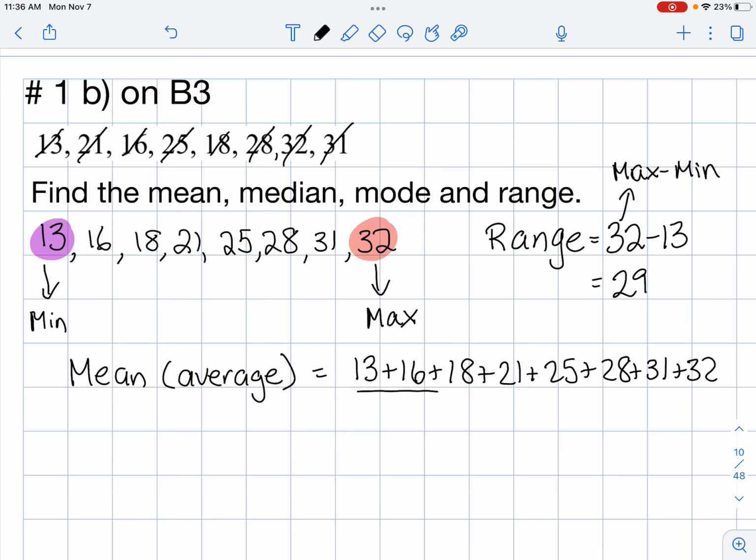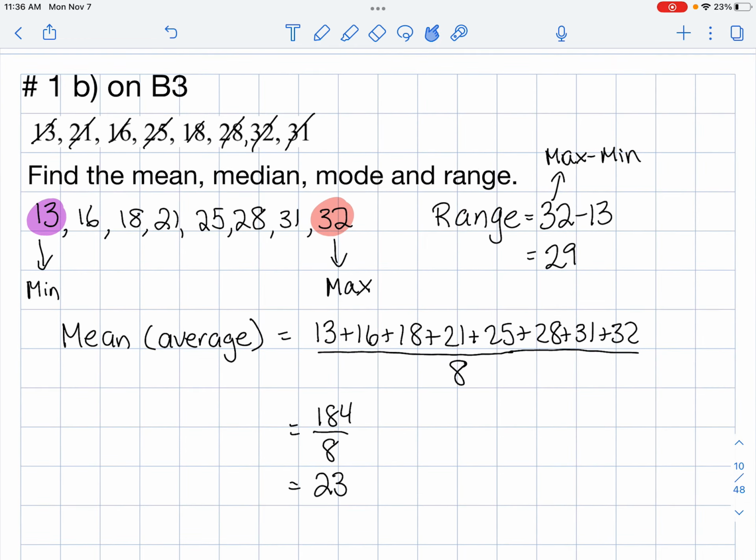And then I'm going to take that whole sum and divide it by 8 because there's 8 numbers. So I start with the adding. I'm getting 184 as the sum of all the numbers in the list, and then I have to divide that by 8. So my mean is 23.